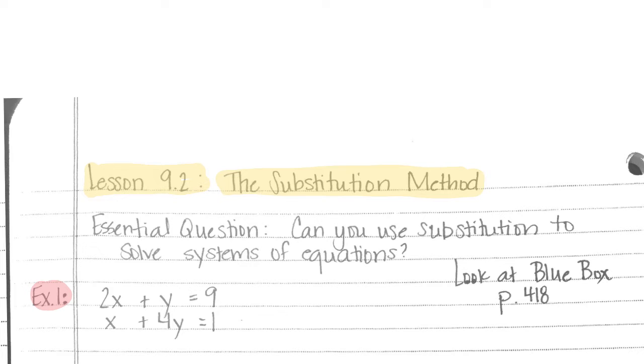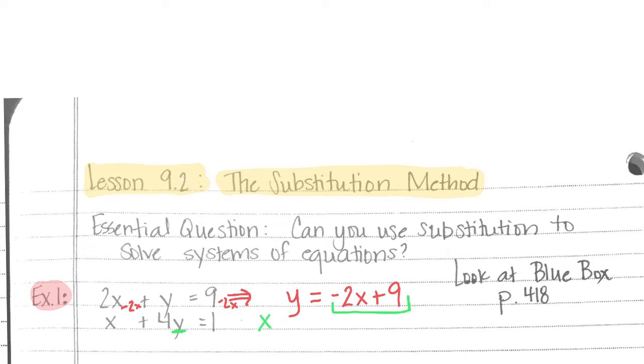Example 1, we could solve for y in the top. How could I solve for y in the top? Good, we could subtract 2x from each side, where y is equal to, I'm going to write it like y equals mx plus b, negative 2x plus 9. So now you see what y is equal to. I can plug that right into there.